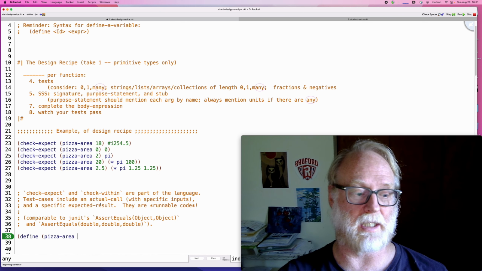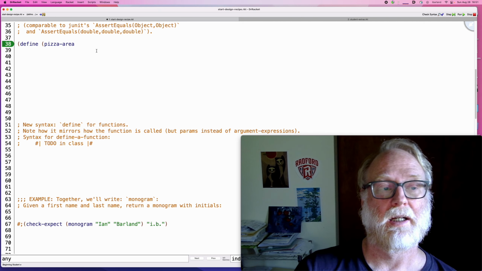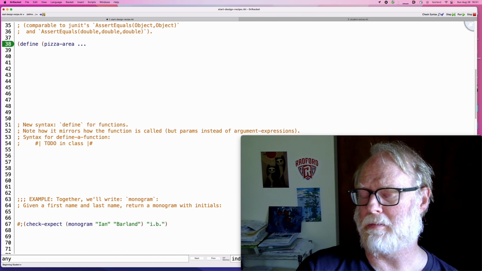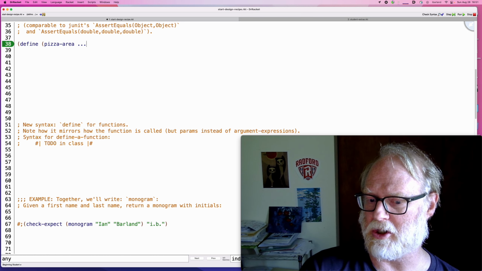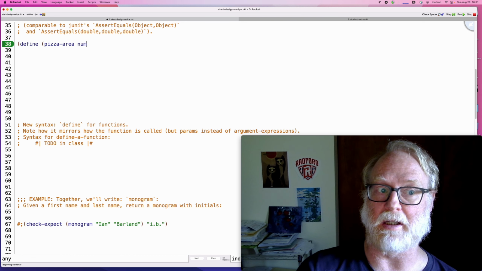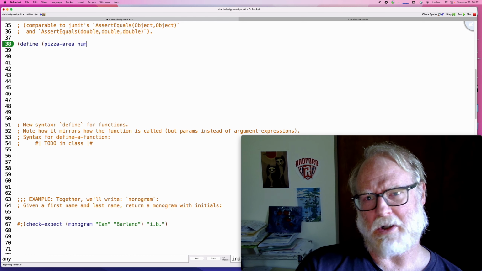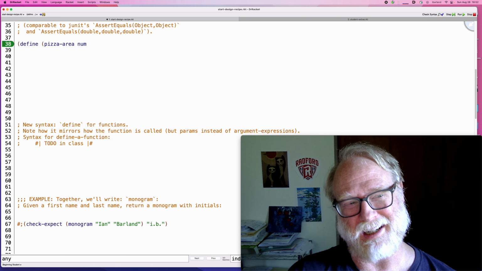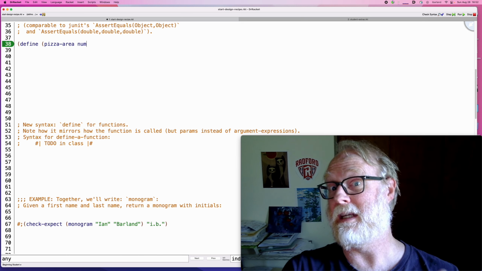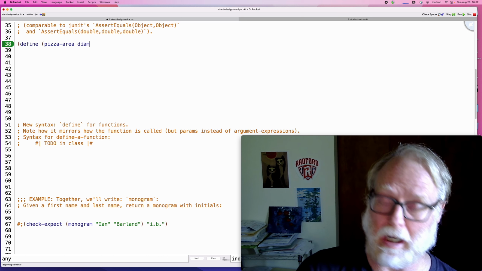So this is going to be, let me get this up here so I'm looking closer to the camera. Define pizza-area, and now we're going to list our parameter name. What's a good parameter name for what this function should take in? It takes in a number, so should I call it num, or number, or real? Those are all somewhat descriptive of what's coming in, but is there something that describes the meaning of that number? I know it's a number. What's the meaning of the number? Ah, it's the diameter of the pizza. So use good parameter names, okay?